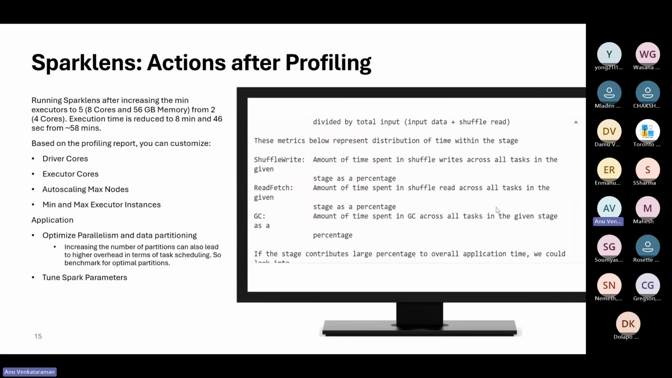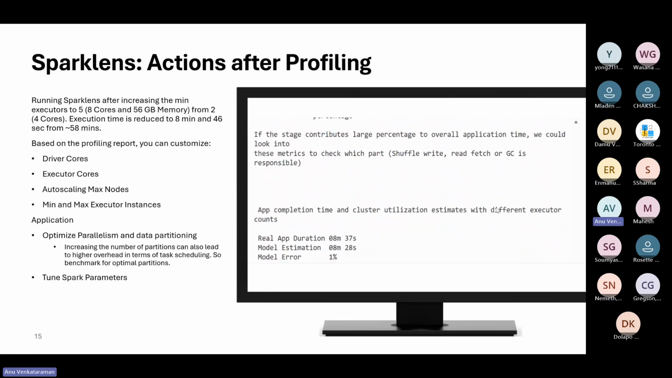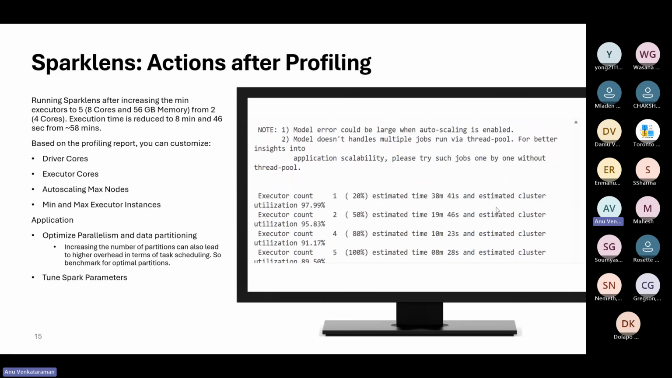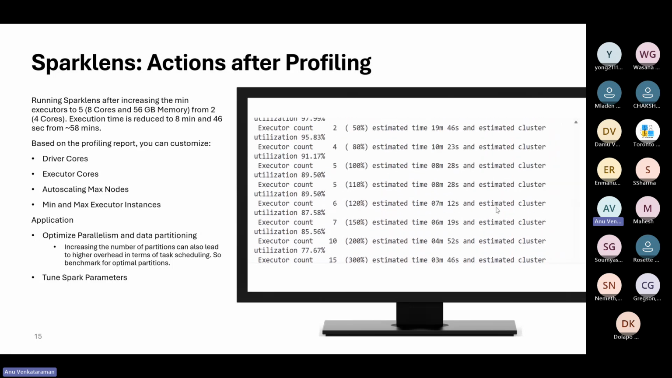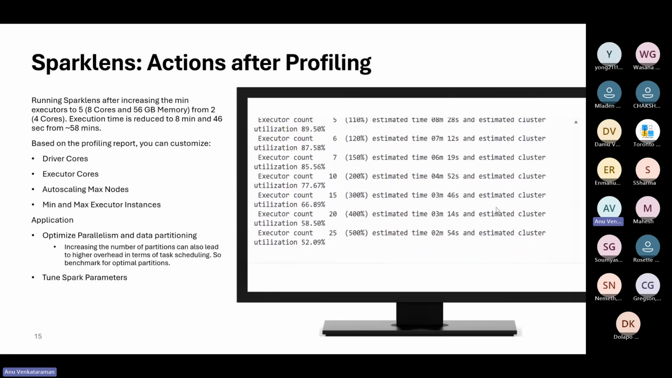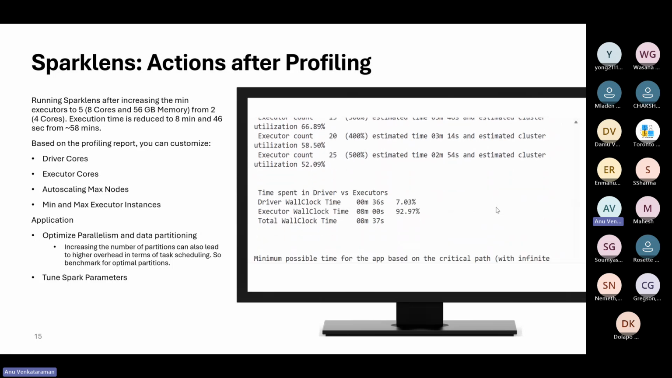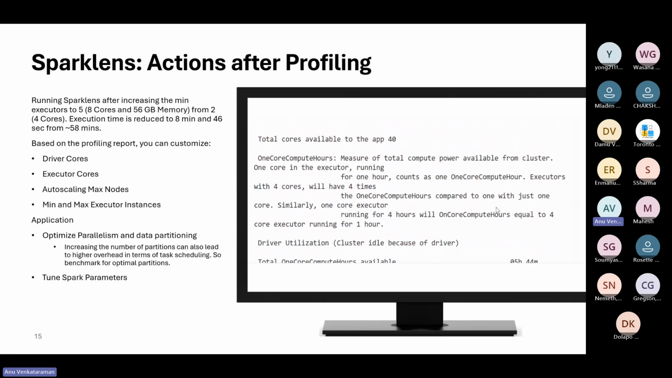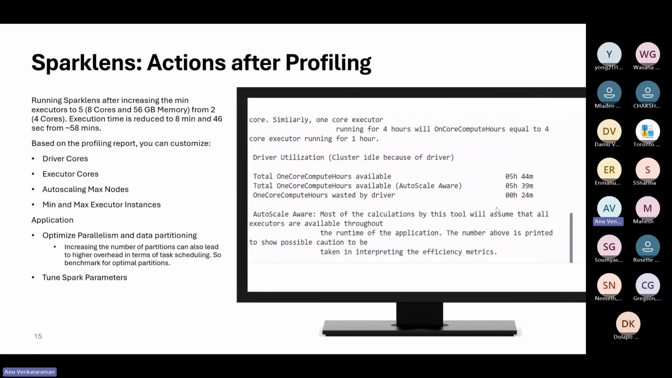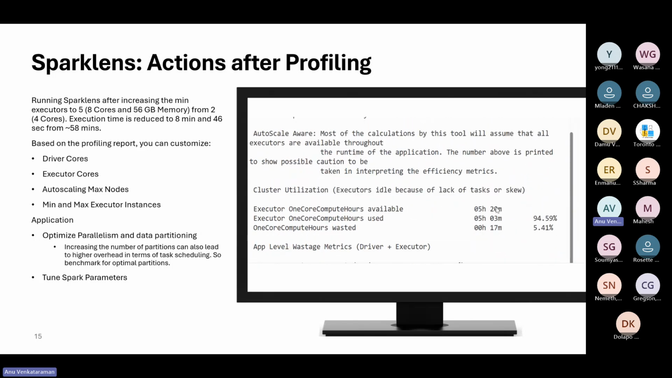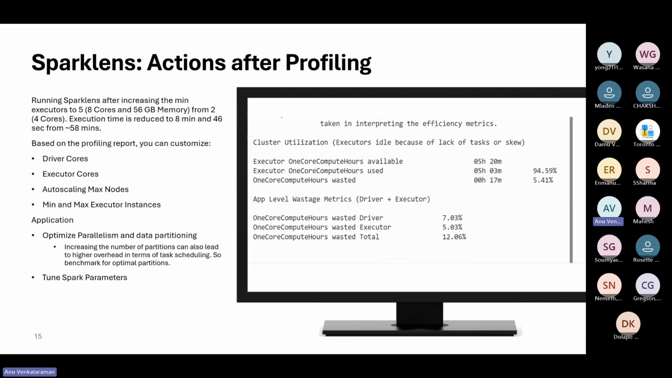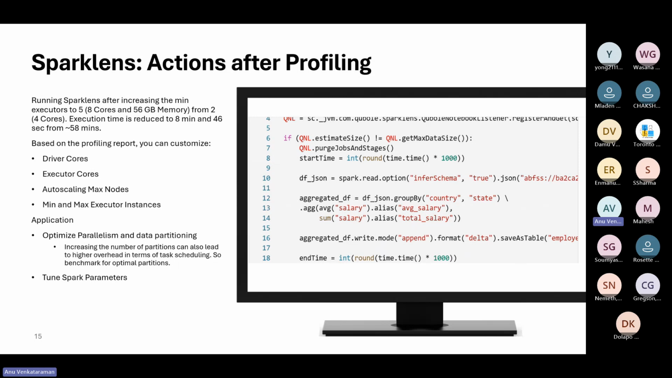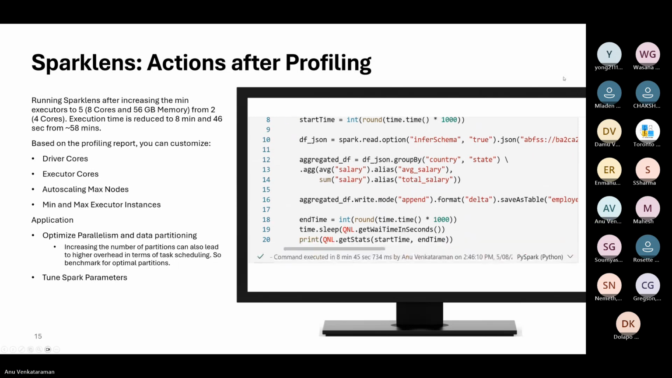Based on the profiling report, you can customize driver cores, executor cores, auto scaling maximum nodes, or minimum and maximum executor instances. This is an open source tool, so you can use it on any Spark platform. It could be Databricks, Microsoft Fabric, Dataproc, any platform. You can leverage it and see whether your Spark job is running at optimal performance or not.